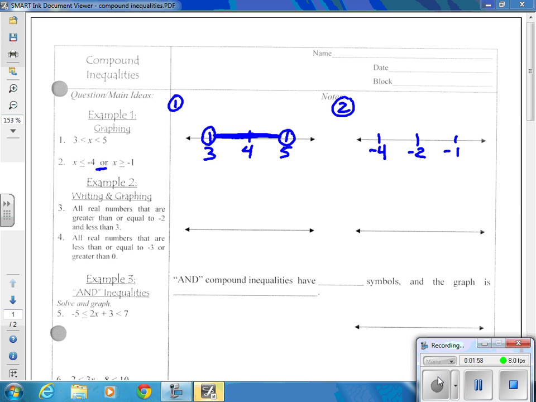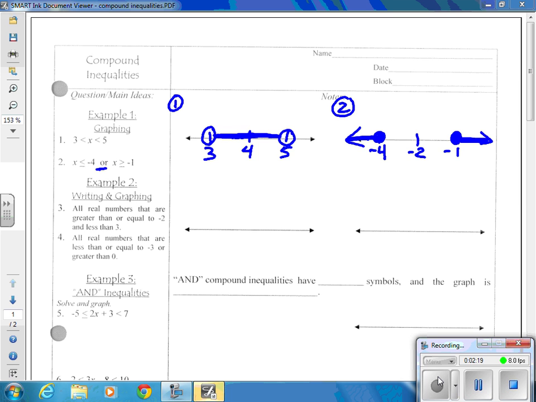So for x is less than or equal to -4, I put a closed circle on -4, and I shade left for less than. For x is greater or equal to -1, same number line. On -1, I also put a closed circle, but because it's greater than or equal to, it goes to the right. You will notice the difference between these two graphs.